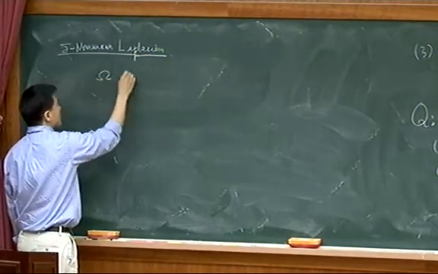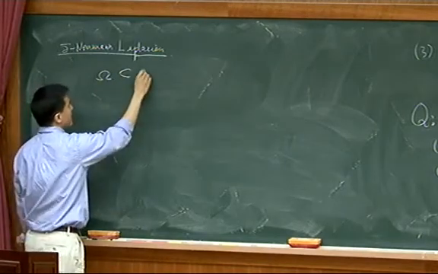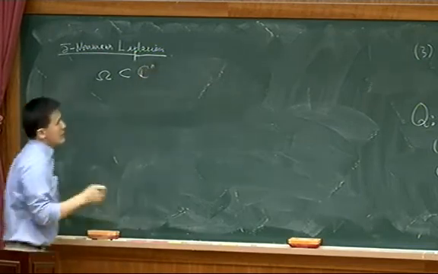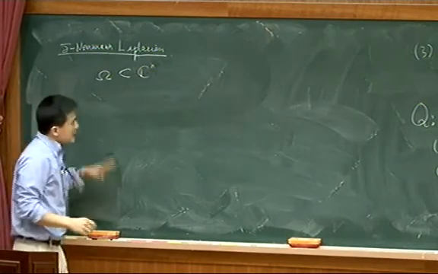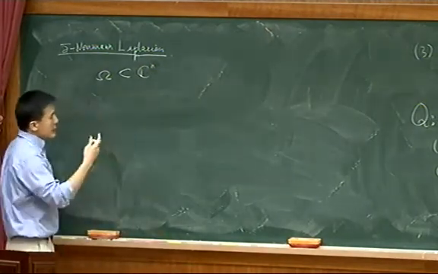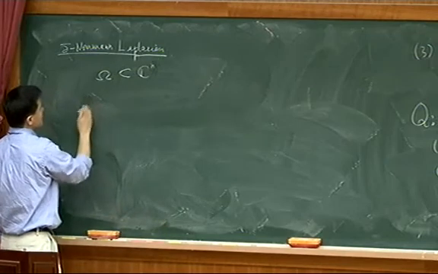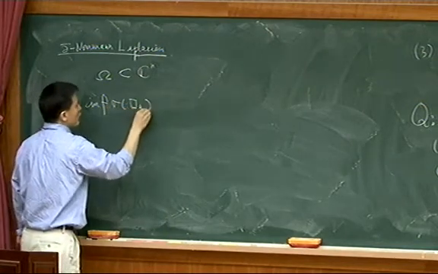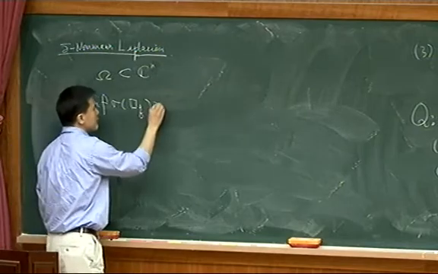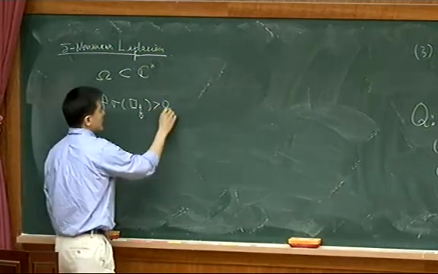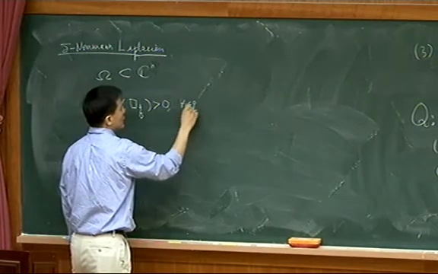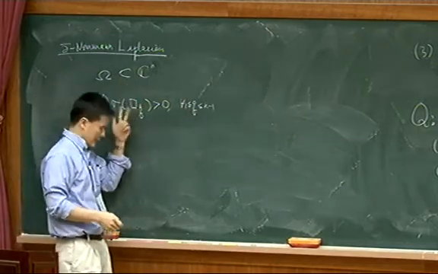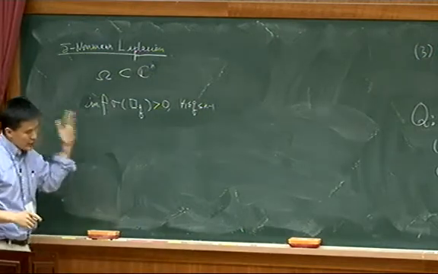Now, okay, let's assume omega is a domain in C^n. It turns out that the infimum of the spectrum of these on (0,q) forms is positive for any q from 1 to n. On the top degree form, on n forms, this dbar-Neumann Laplacian is just the same as the Dirichlet Laplacian.